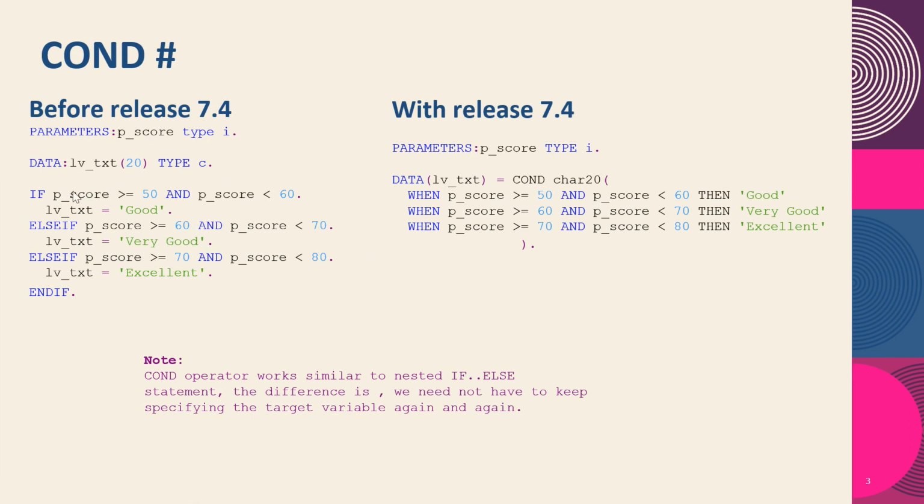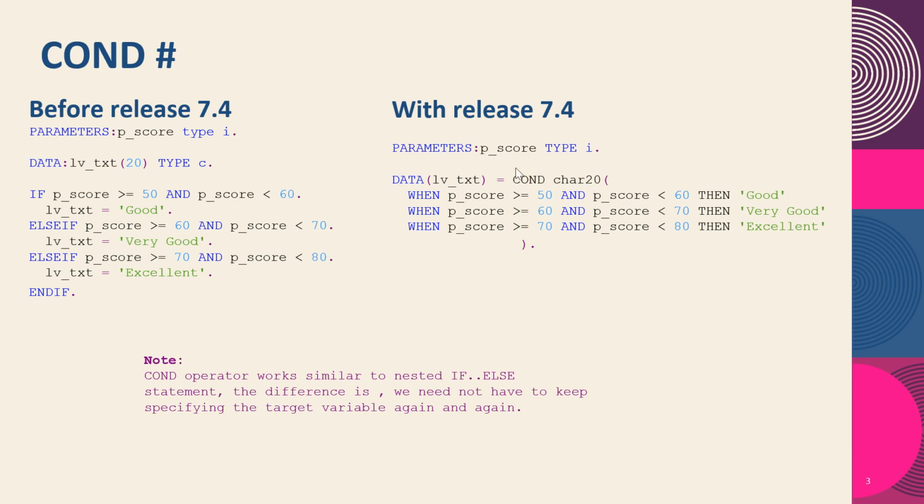7.4, where if the score is greater than 50 and less than 60, the value is good. So three times I have specified the value of the target variable. Whereas with the conditional operator, the result is the same, but we do not need to specify the variable and assign the value each time. Okay, so you can see it here, COND, then CHAR 20.